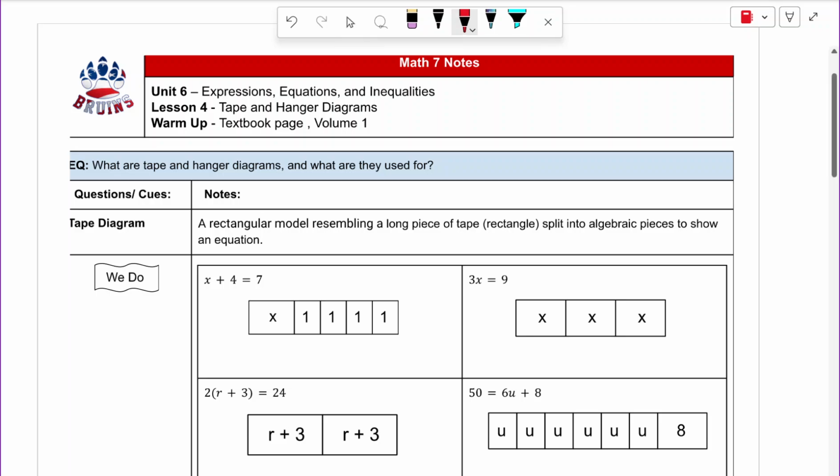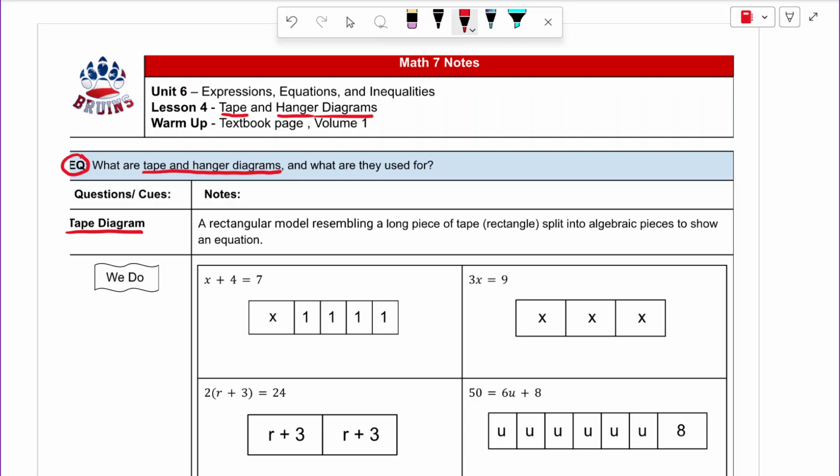Unit 6, Lesson 4. Today the lesson is about tape and hanger diagrams. Our essential question for today's lesson is what are tape and hanger diagrams and what are they used for? So let's take a look at tape diagrams first.